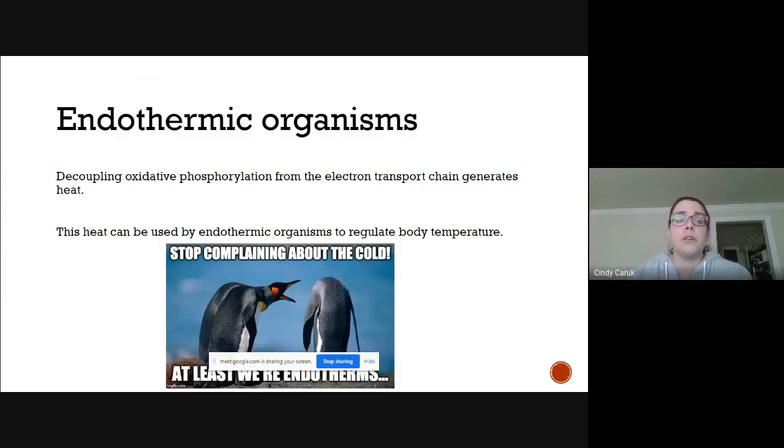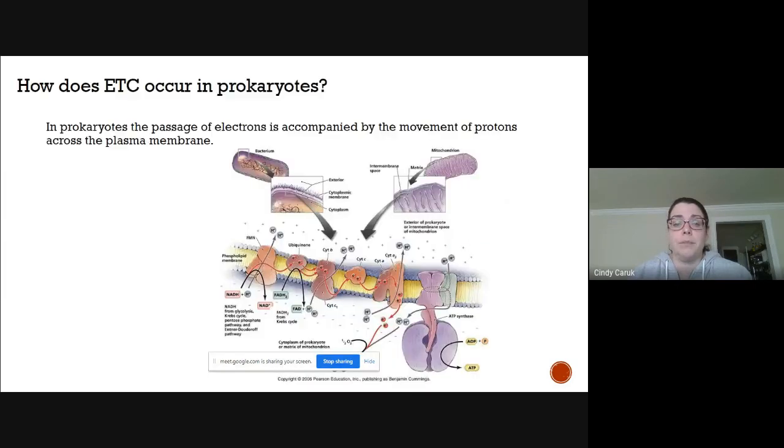In endothermic organisms, you can decouple oxidative phosphorylation from the electron transport chain, which generates heat, because endotherms regulate their own body temperature. They are going to need to generate heat. Prokaryotes don't have mitochondria, but instead they use the electron transport chain across the plasma membrane that we're seeing here. And remember, your bacteria have a peptidoglycan cell wall, a protein and sugar-based cell wall.